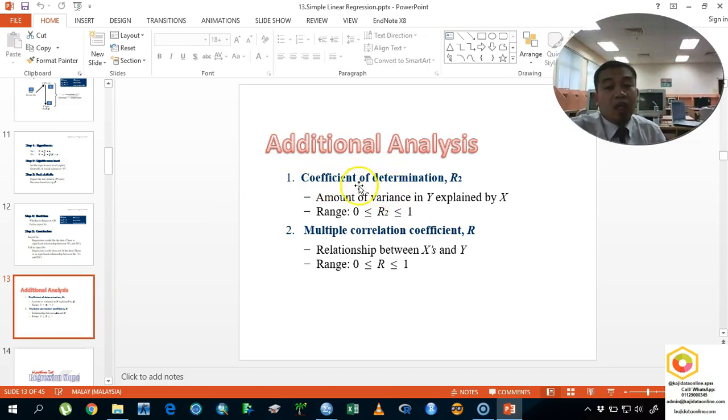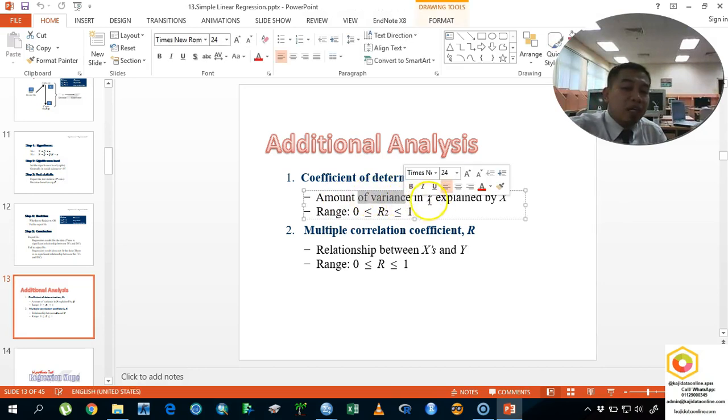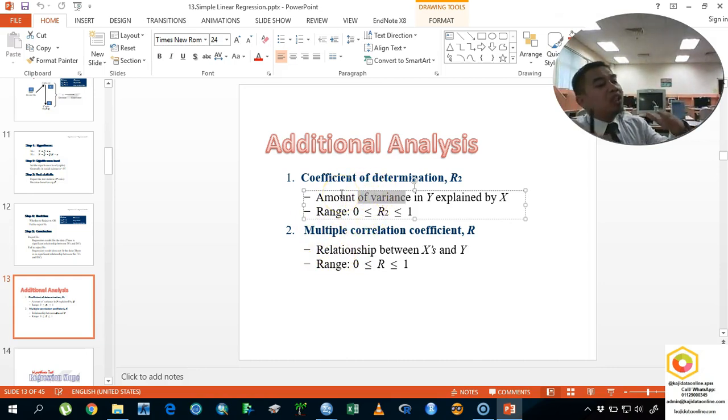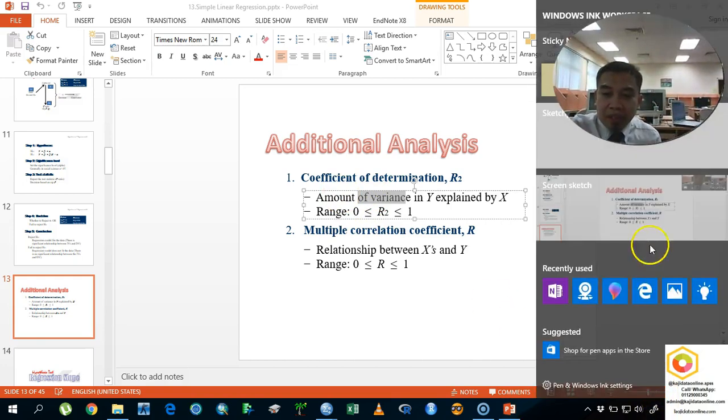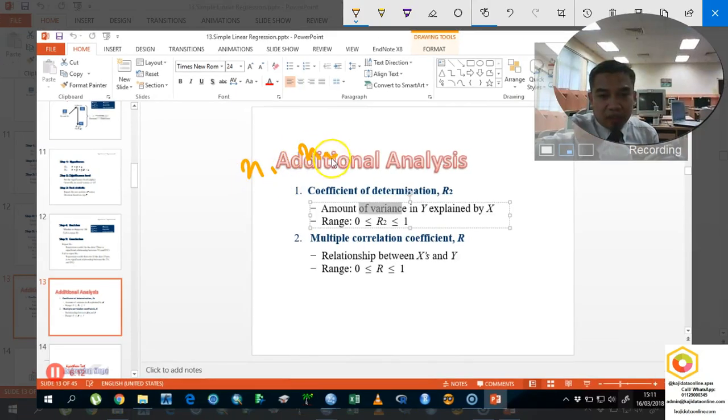Coefficient of determination is how much variance is explained for Y by X. So we have a value from 0 until 1. 0 until 1 will give you some idea of how much of the variance is explained by the X factors. For example, you have X1, X2, X3, X4. X1 for example is years of experience, years of working, age. This one is salary, for example. And then you want to predict Y. Y is job performance. Example.